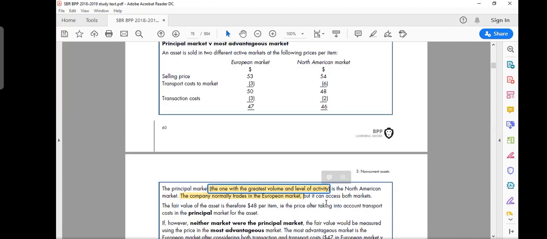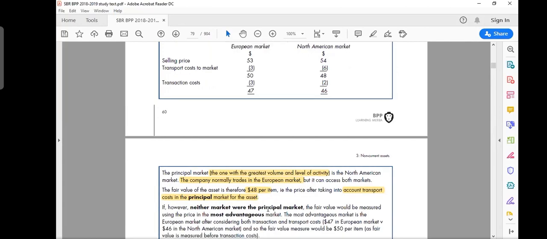You have access to both of them. The fair value of the asset is therefore $48 per item. Where did I take 48 from? I'll explain how I'm taking it. That is the price after taking into account the transport cost. Transportation cost we have deducted in the principal market for the asset. You should remember that in the principal market, you only exclude the transportation cost. Transaction costs are ignored, only transportation cost.